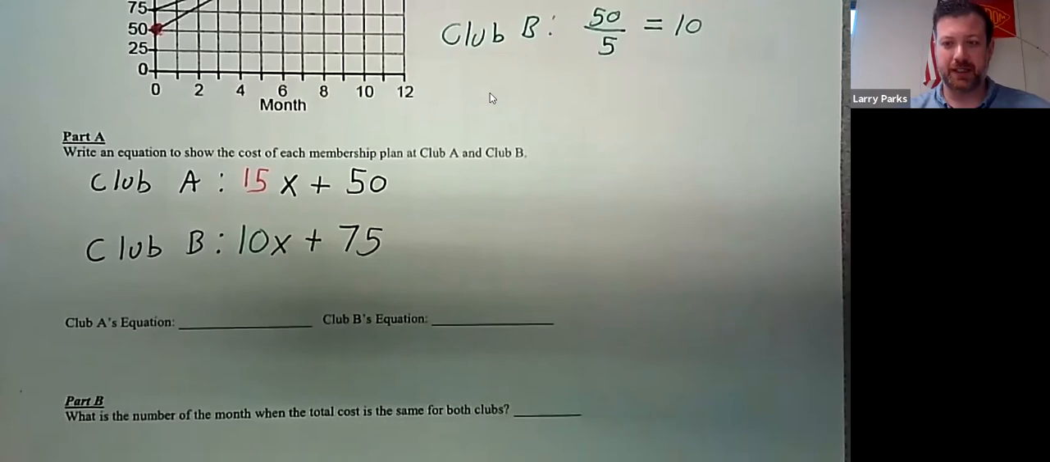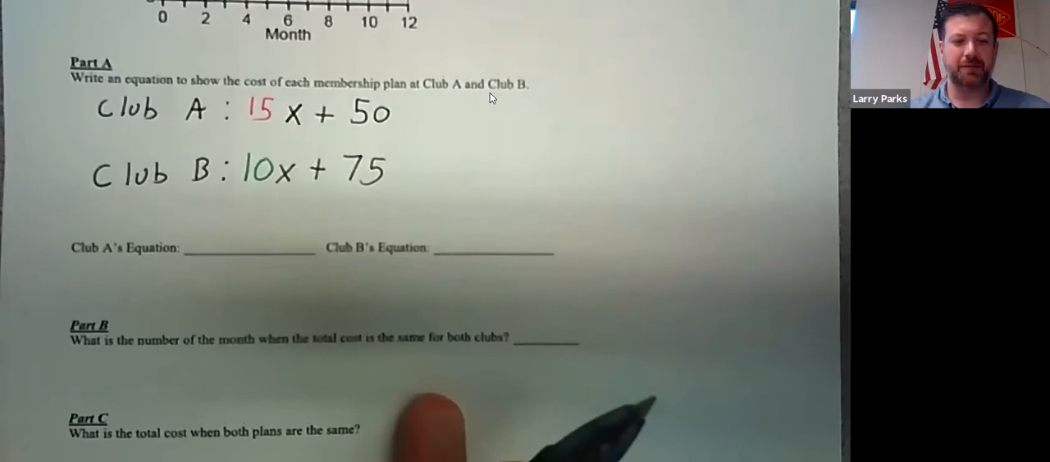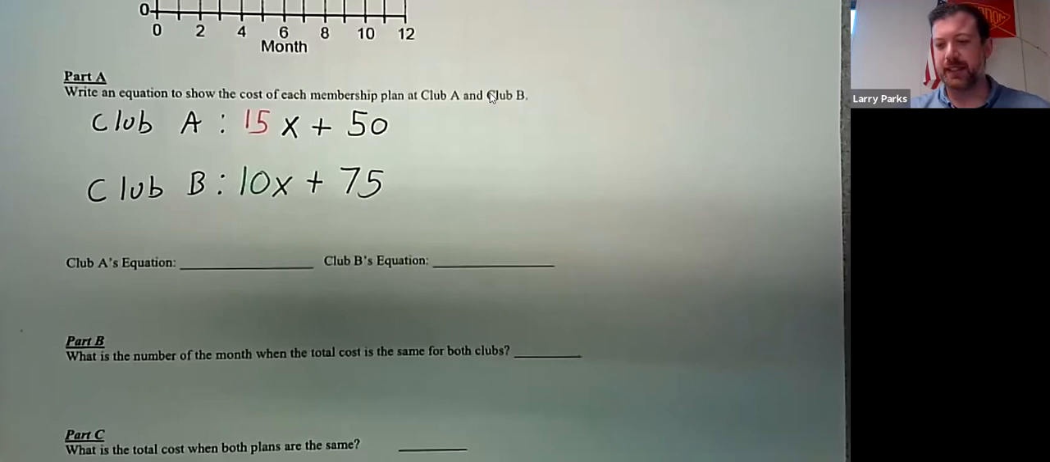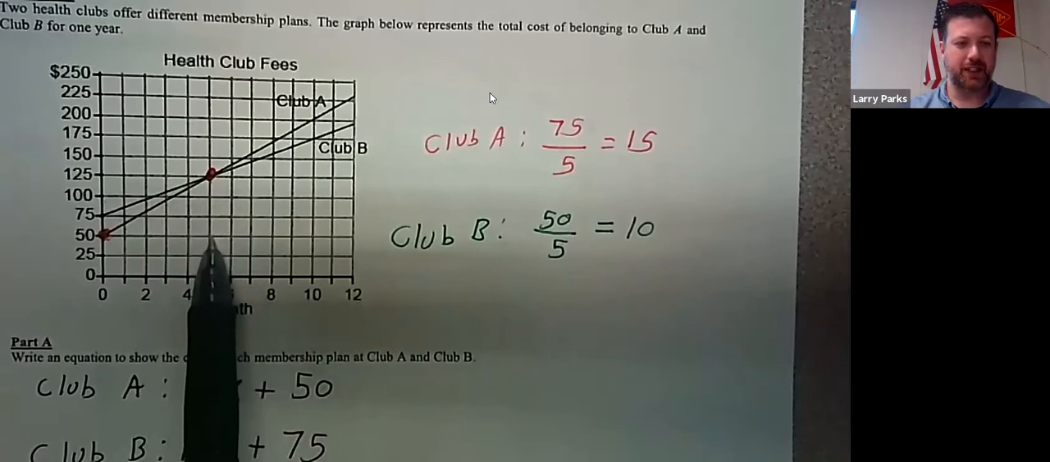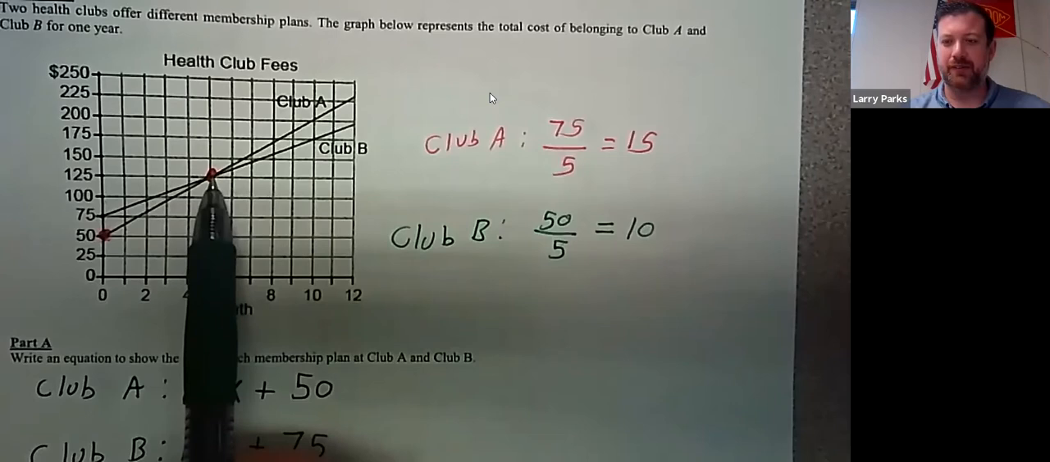And so the question may be, what is the number of the month when the total cost is the same for both clubs? So if I gave you these two equations and you solved by graphing, you would graph them and just see where they're the same, which if you look here, you can see that they charge the same amount. They will both cost $125 total after 5 months.